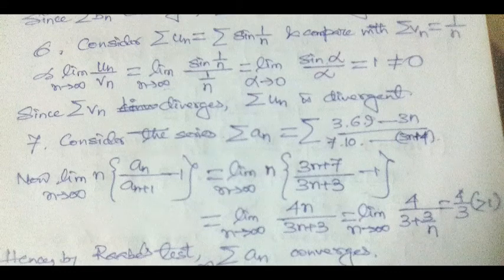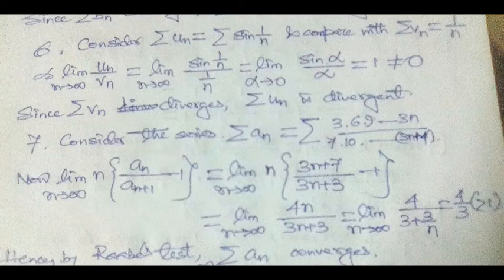The sixth example is a very interesting problem. In problem 6, we are considering the series with nth term u_n equals sine 1 by n, and we are comparing it with another series with nth term v_n equals 1 by n. Then the limit of the ratio, that is limit n tends to infinity u_n by v_n, equals limit n tends to infinity sine 1 by n divided by 1 by n.